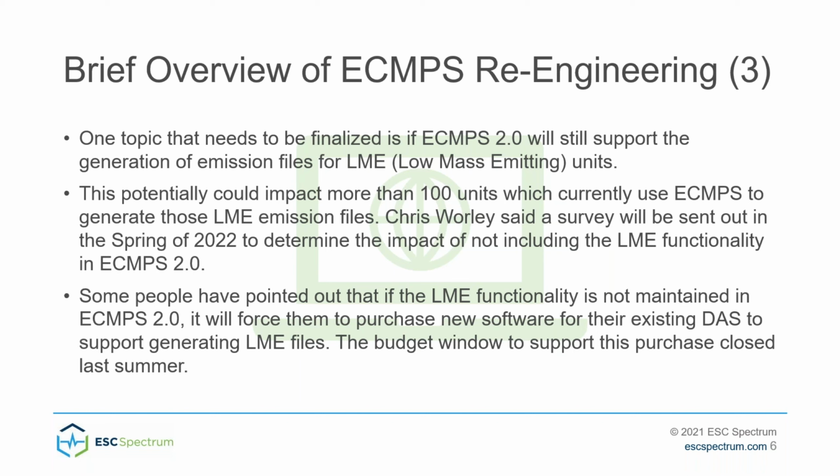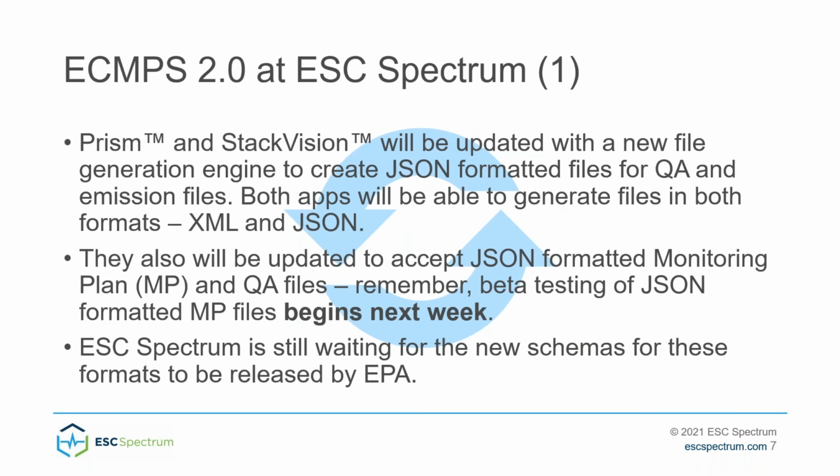Now let's talk about what's going to happen here at ESC Spectrum. Both the PRISM and StackVision software applications will be updated with a new file generation engine to create the JSON formatted files for both the QA and emission files. And both applications will be able to generate both types of emission files in both the old XML format and in the new JSON format. And they will also be updated to accept JSON formatted monitoring plan files and QA files that potentially may be created in the new ECMPS tool.